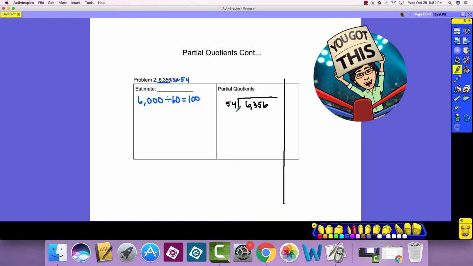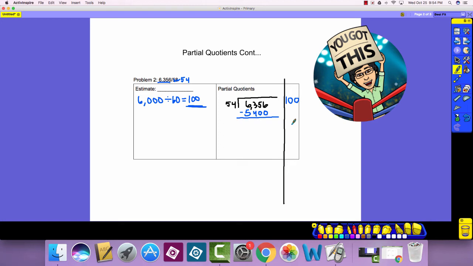So now that you have that, again, just like last time, I'm actually going to use my estimate to figure out where to begin. I know my estimate's going to be around 100, so my quotient will be around there. So I'm going to first think, are there at least 100 54s in 6,356? Well, the answer is, yeah, there is. 100 times 54 is 5,400. So I'm going to use that for my first partial quotient. I'm going to use 100. So 100 times 54 is 5,400. Go ahead and pause the video and get that down.